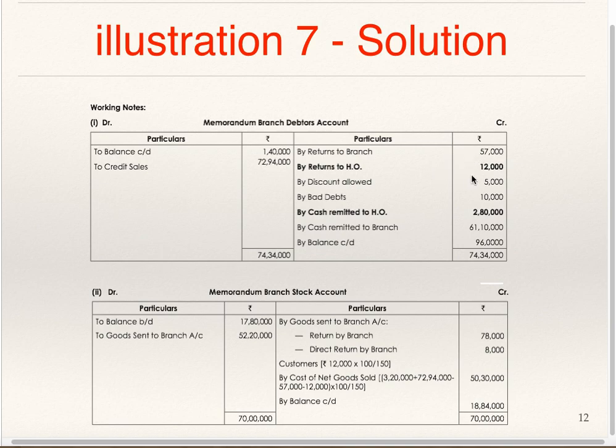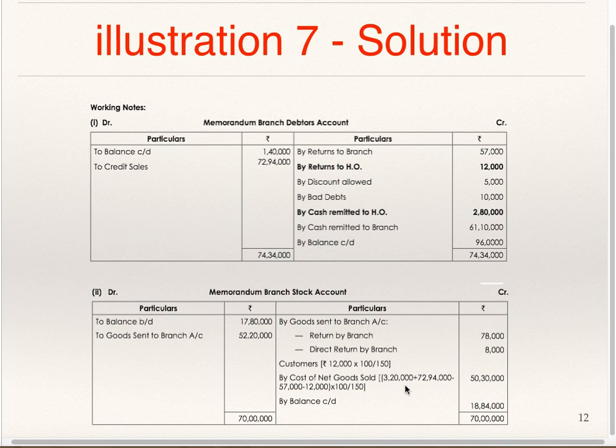By return to branch, by return to head office. This is additional. By discount allowed, by bad debts, by cash remitted to head office. This is additional. Cash remitted to branch and balance carried down. This figure has changed. To balance brought down, to goods sent to branch. To goods sent to branch by branch and directly by branch customers 8,000. Why 8,000? 12,000 divided by 150 into 100. This is the cost price of goods returned.